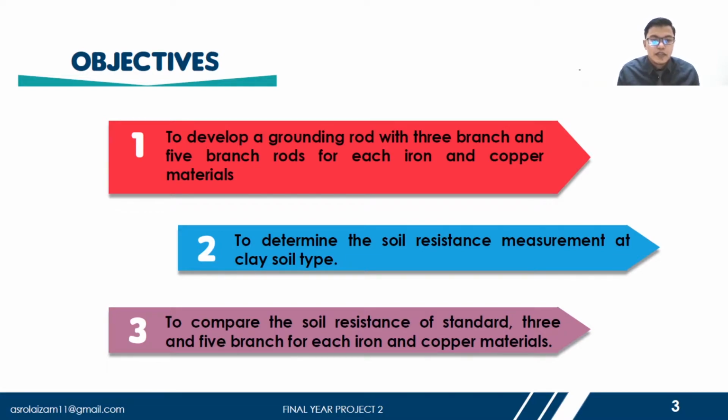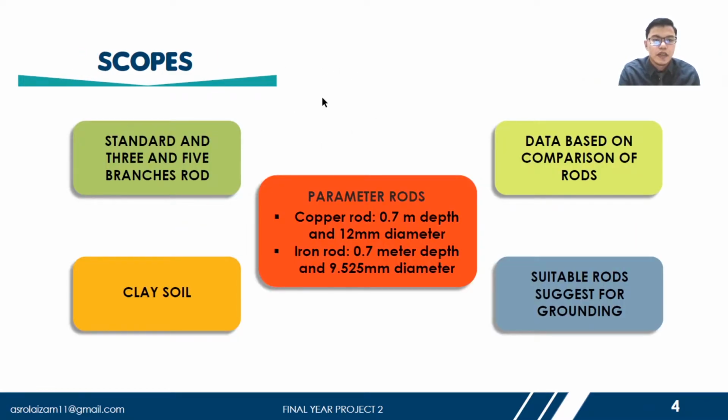And the third objective is to compare the soil resistance of the standard, 3 and 5 branch for each iron and copper material. So I will move on to the scope. My scope is, first, I just deliver the standard, 3 and 5 branch roads, and the soil resistivity data will be compared among these roads.